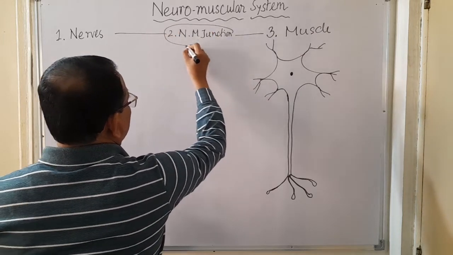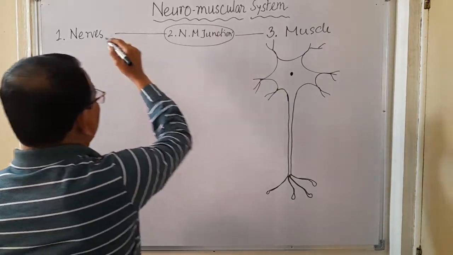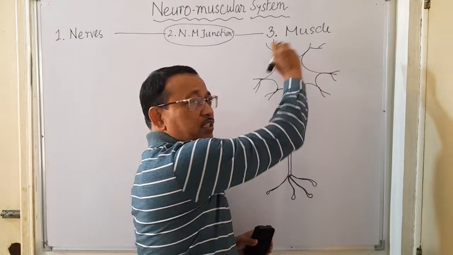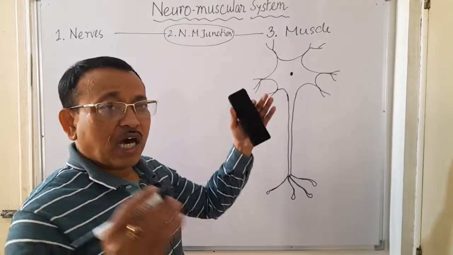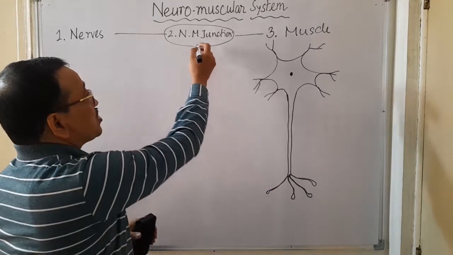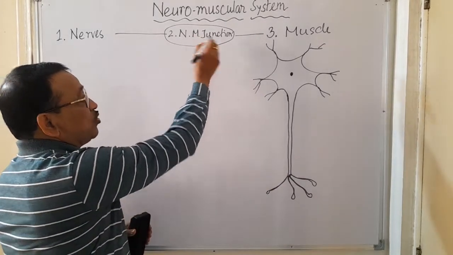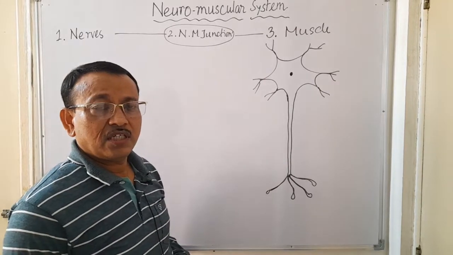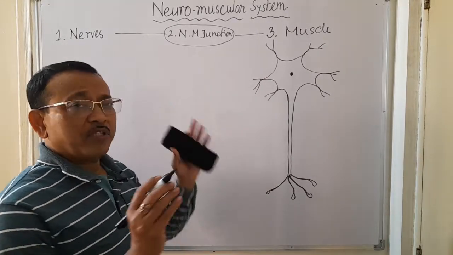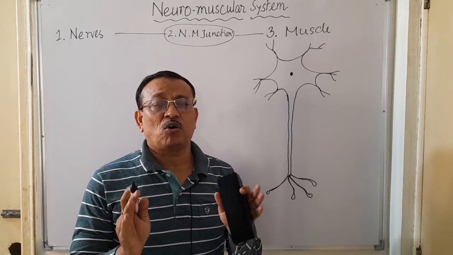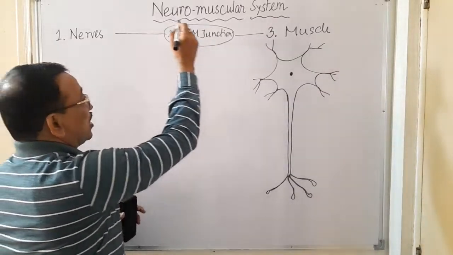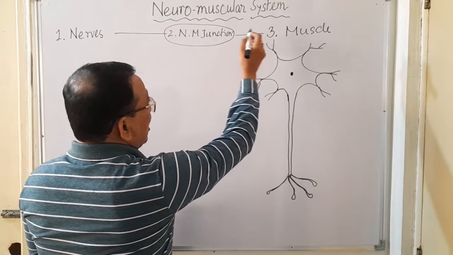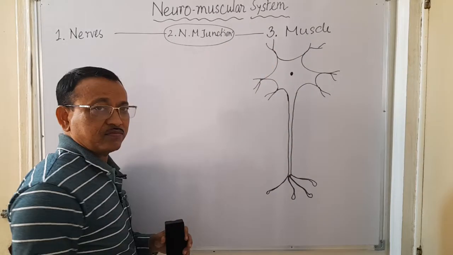So both the neural tissue, that is the nerves, and the muscular tissue, that is the muscles, are connected by a specialized junction known as the neuromuscular junction. So the neuromuscular system is comprised of three components. The first one is the nerves, the second one is the neuromuscular junction, and the third one is the muscle.